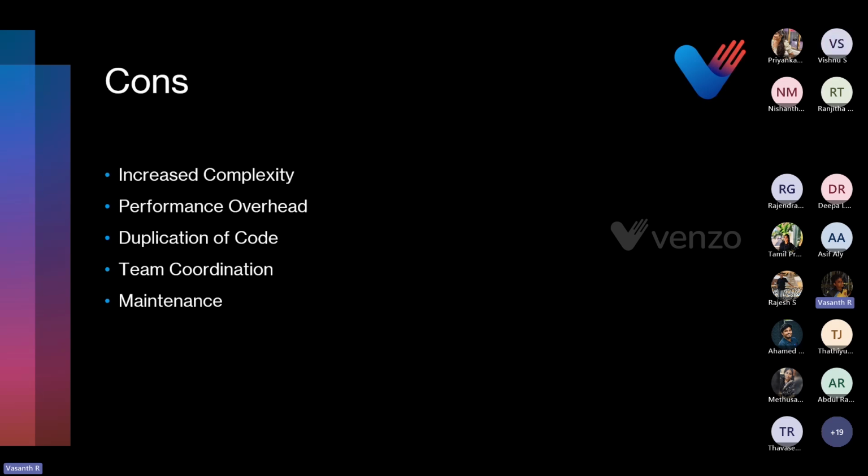Team coordination. Having team coordination between two different micro front-end applications might lead to misunderstandings in implementation of functionalities, and understanding each application itself is a bit cumbersome. One team can be in India and another team in some other part of the world, and understanding the requirements for both teams will be difficult. That's where team coordination comes into place.